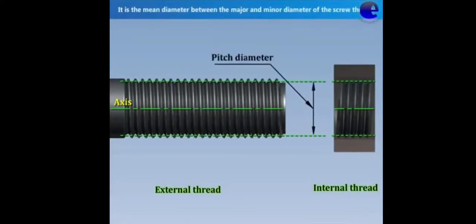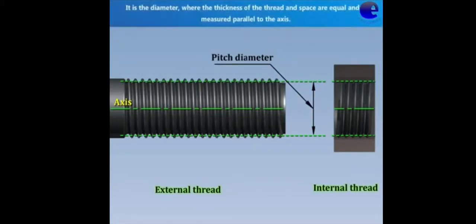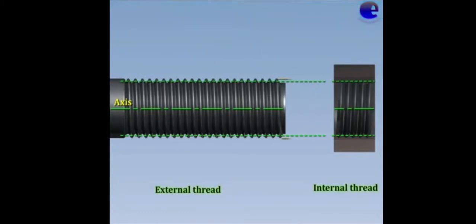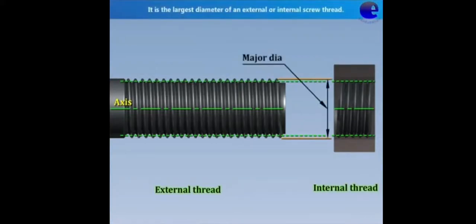Pitch diameter. It is the mean diameter between the major and minor diameter of the screw thread. It is the diameter where the thickness of the thread and space are equal and is measured parallel to the axis. Major diameter. It is the largest diameter of an external or internal screw thread, also known as gross or nominal diameter.